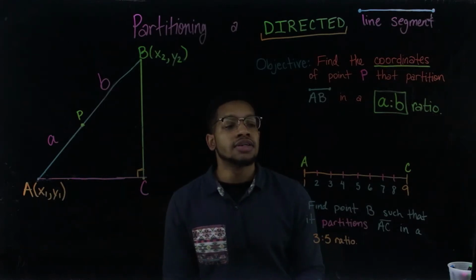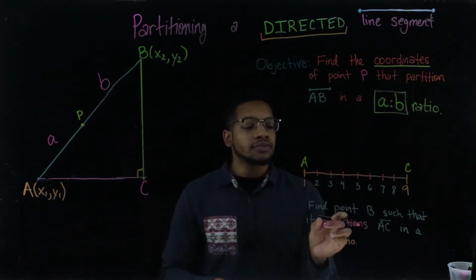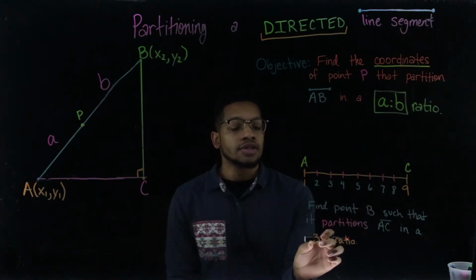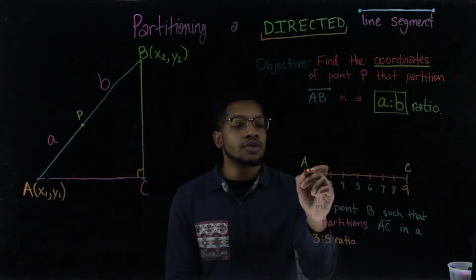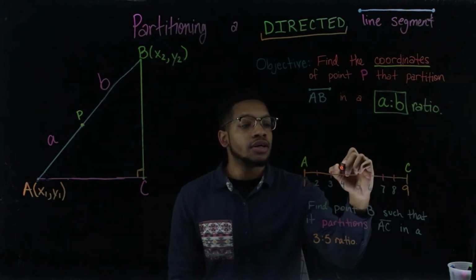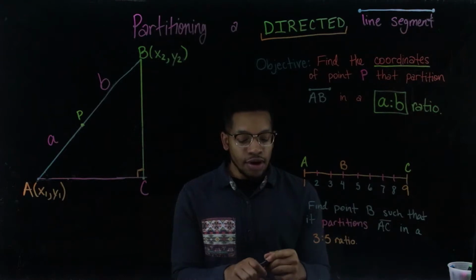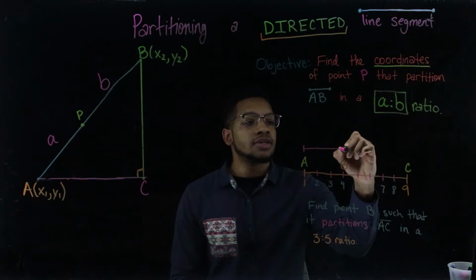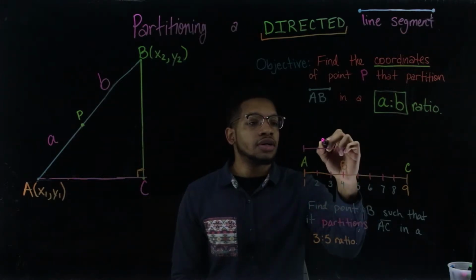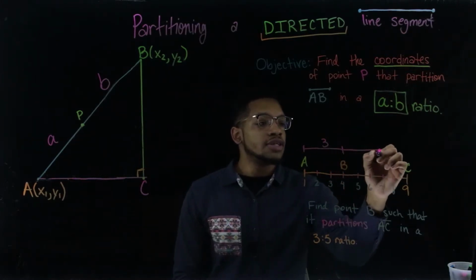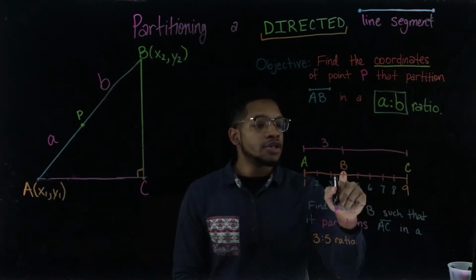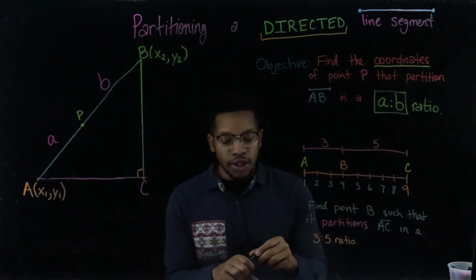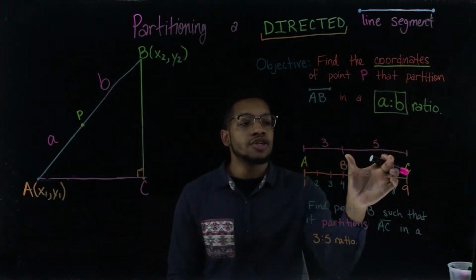Basically, if we know that AC is 8 total parts, then 3 of those 8 parts are going to be between A and B. So 1, 2, 3. There's where point B is. Now, from A to B is how many spaces? 1, 2, 3. And from B to C is how many spaces? 1, 2, 3, 4, 5. So that's what they mean when they say partition it in a 3:5 ratio.